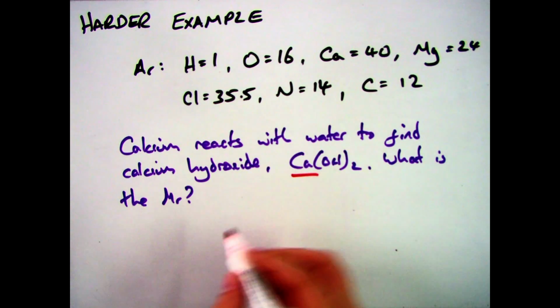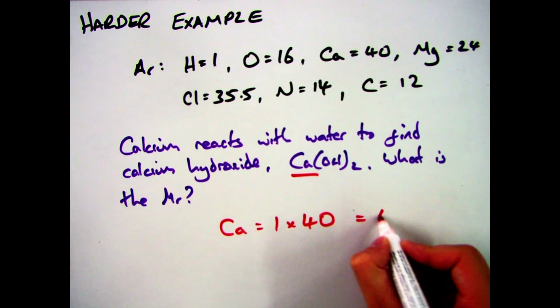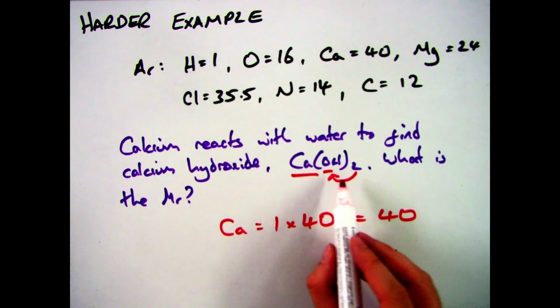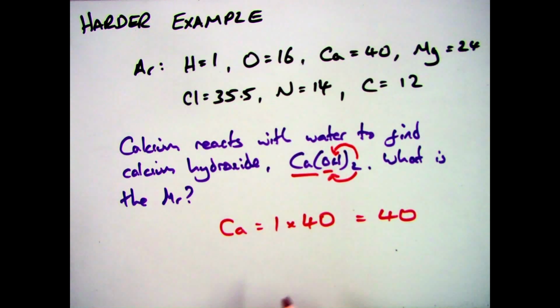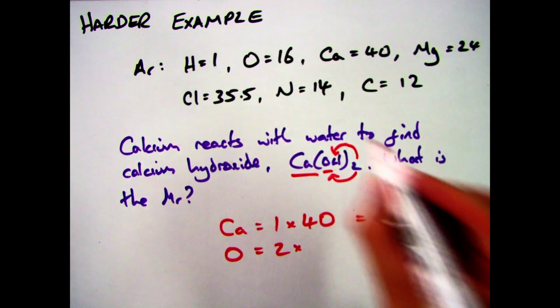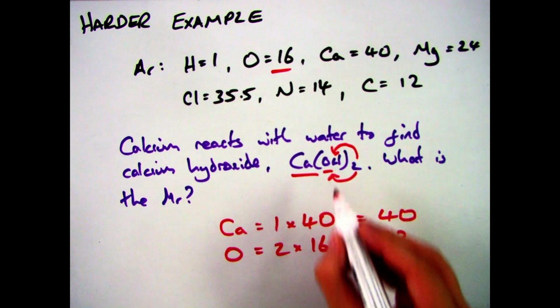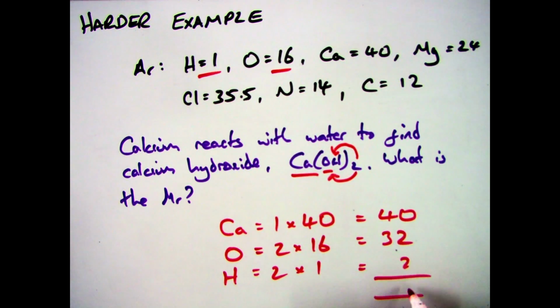Alright, let's try a harder example then. So in this case we're going to do Ca(OH)2. Now the only thing you need to remember with this one is what's inside the brackets. So I've got 1 calcium, so 1 times 40 is 40. I've got 1 oxygen in the brackets but 2 outside, so I've got 2 oxygens. And I've got 1 hydrogen inside the brackets but 2 on the outside. So I have 2 hydrogens. This means for oxygen I have 2 times 16, which is 32, and for hydrogen I have 2 times 1, which is 2. Now all I'm left to do is add these together, which gives me 40 plus 32 plus 2, which gives me 74.